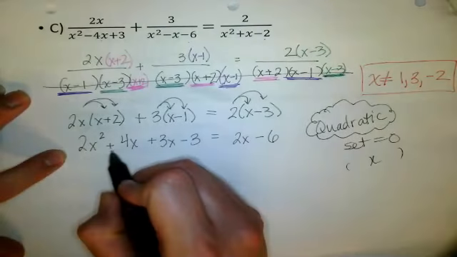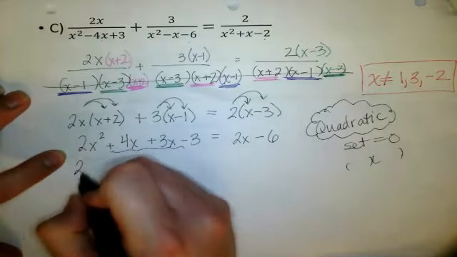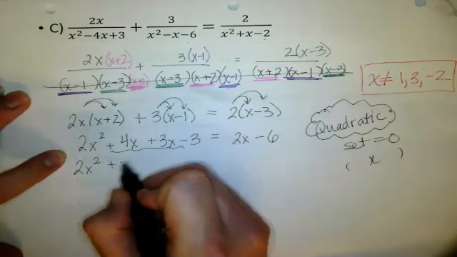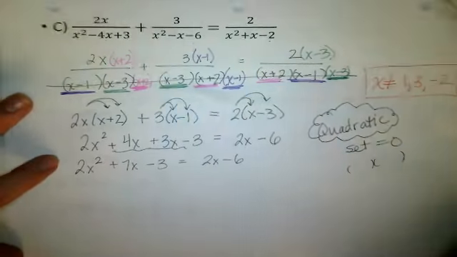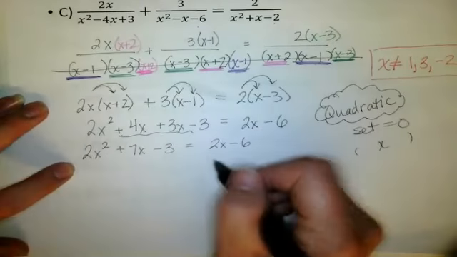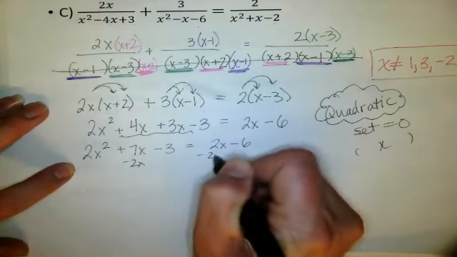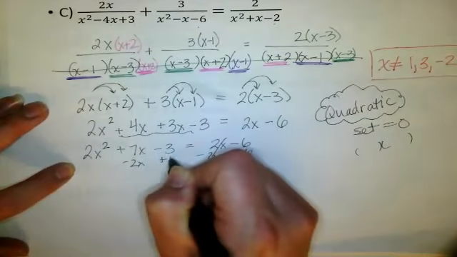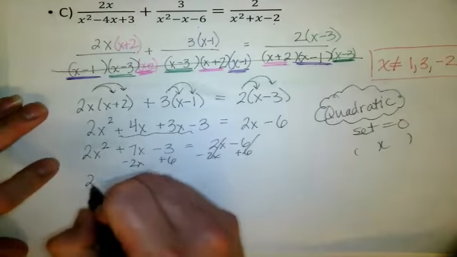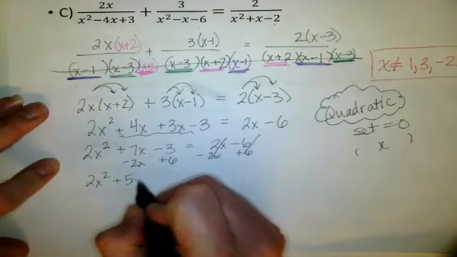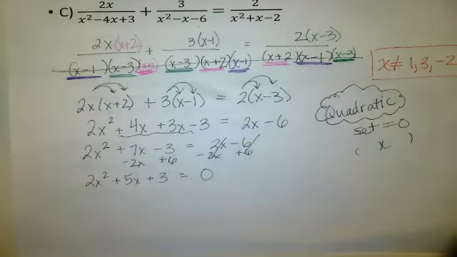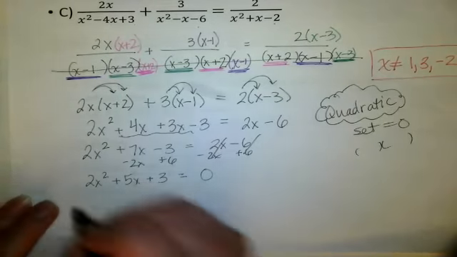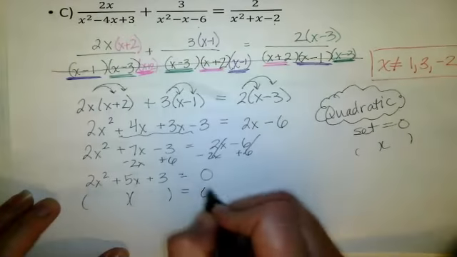All right, so I'm going to do a little cleanup first. 2x squared plus 7x minus 3 equals 2x minus 6. And then I'm going to go ahead and subtract my 2x, and I'm going to add my 6. So that gives me 2x squared plus 5x plus 3 is equal to 0. What do you want to do, quadratic formula or double bubble? Double bubble, you can factor this.